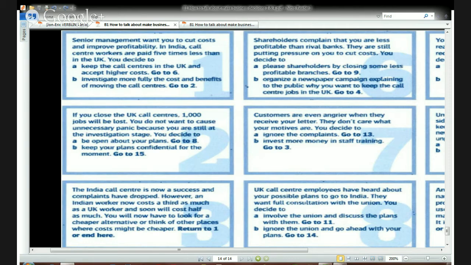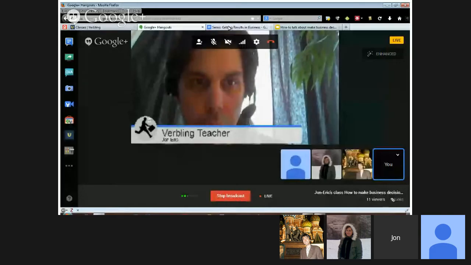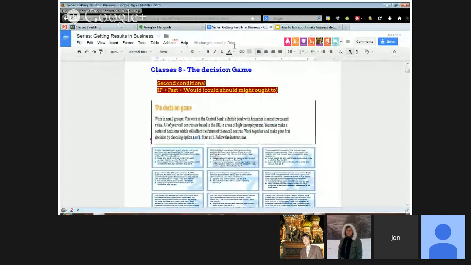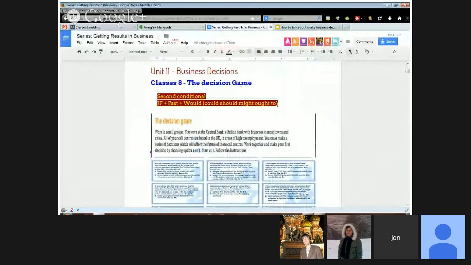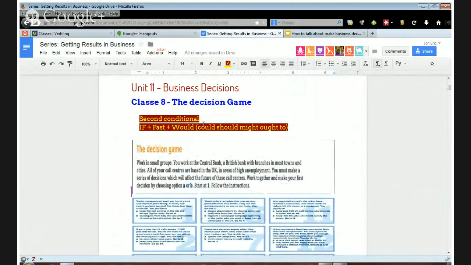By the way, before we go on, let me just remind you one important thing here. Look at the notes on page 3. I'll share my screen. Hopefully you can see this. Look on the top of page 3 under class 8 decision game. I'm just reminding you the form of the second conditional in red and yellow there. The second conditional is if plus past plus would, but you can sometimes replace would with could, should, might, or ought to, depending on what you mean.